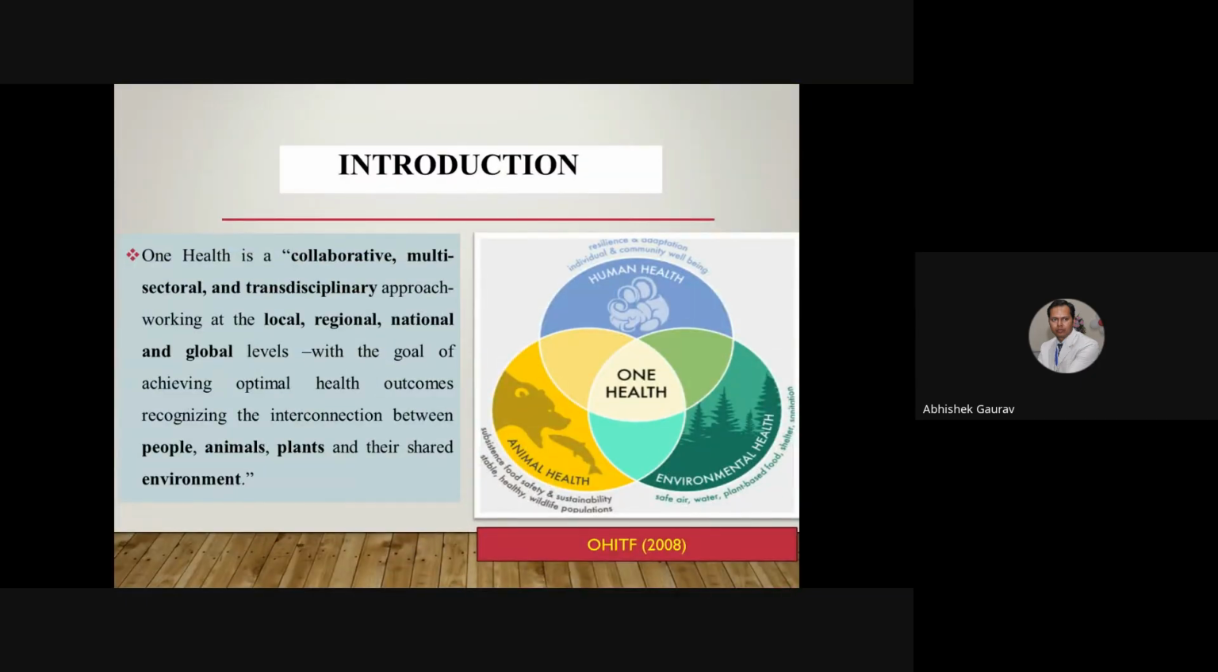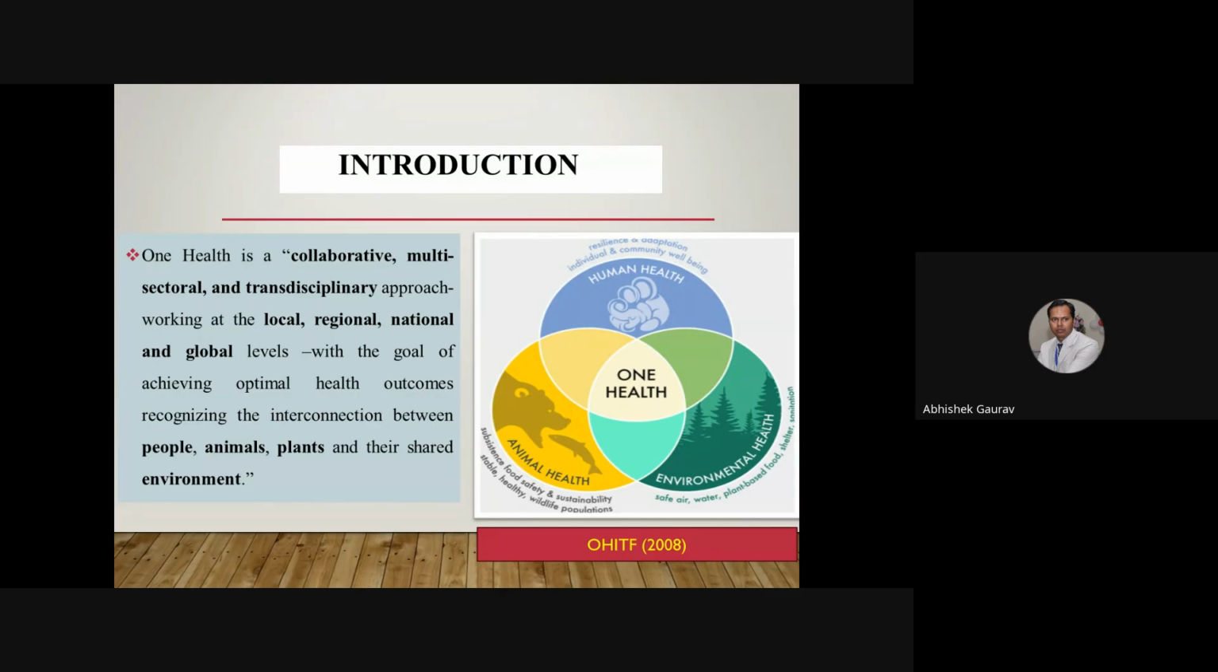Now, coming to the definition of One Health, as you all know, according to OHITF in 2008, One Health is defined as the collaborative, multi-sectoral and transdisciplinary approach working at local, regional, national and global levels with the aim of achieving optimum health outcomes, recognizing the interconnection between people, animals, plants, and their shared environment. So this is the definition of One Health, in which we are talking about collaboration. It means all the sectors must collaborate with each other.